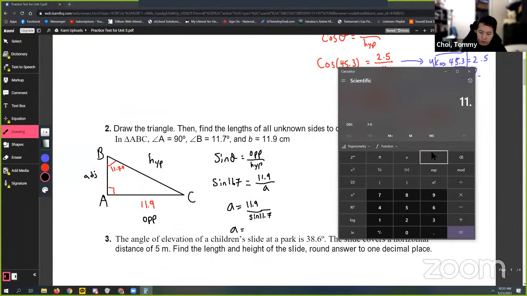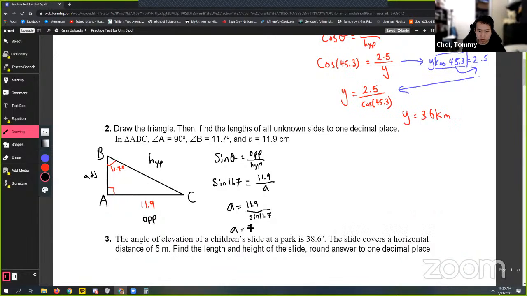So 11.9 divided by sine 11.7, and that gives us 58.7 centimeters. Okay. So that's going to be our first one here.